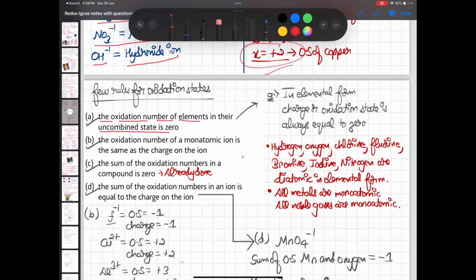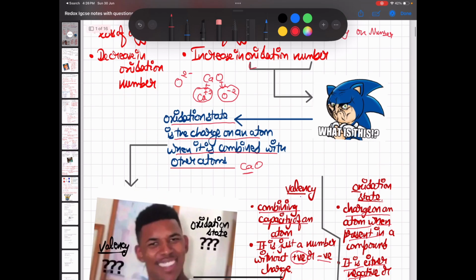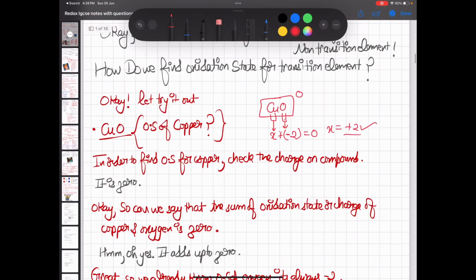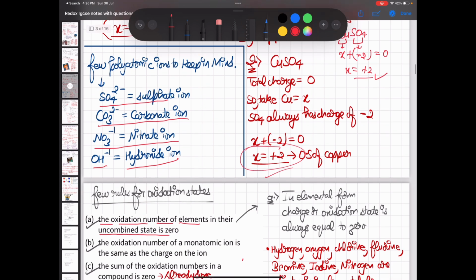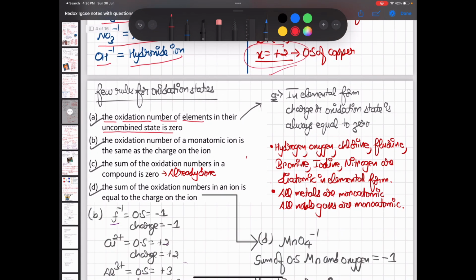And this should be obvious by now because when we discussed oxidation number, see, I have written oxidation state here. What is oxidation state? It is the charge when it is in combined form. But in elemental form, it is not combined. So if it is not combined in elemental form, there will be no charge. Charge is 0. So this is the point all of you need to remember, that the oxidation state of elements in their uncombined state is 0.